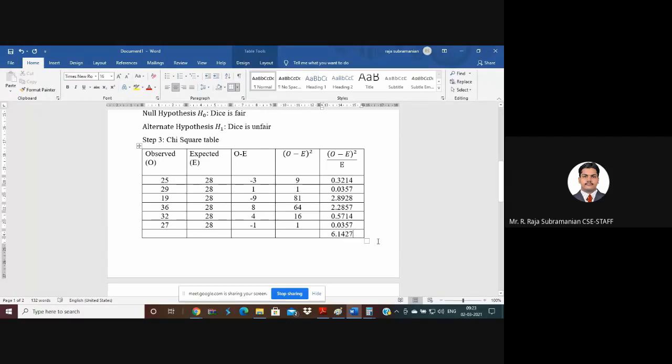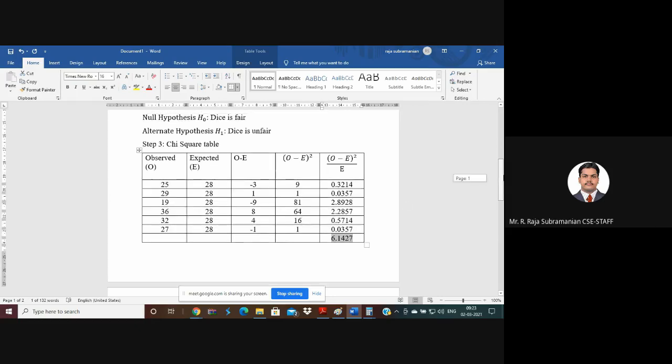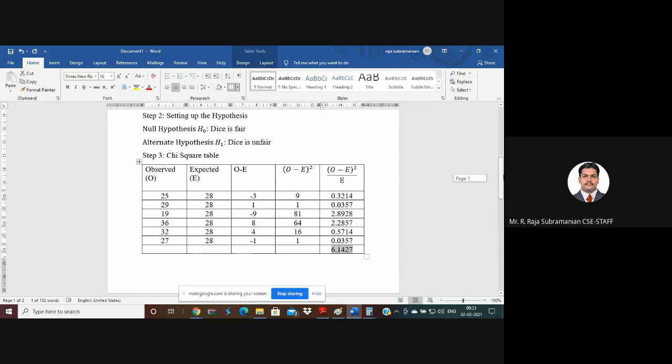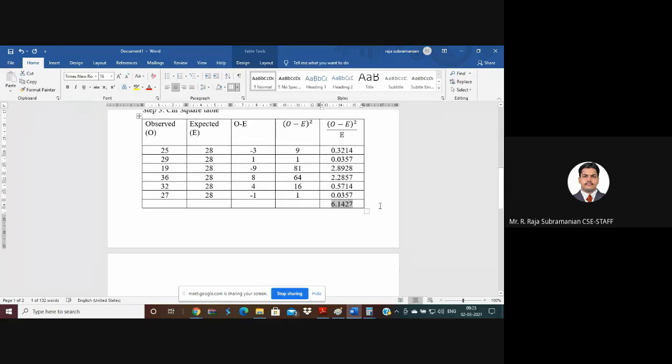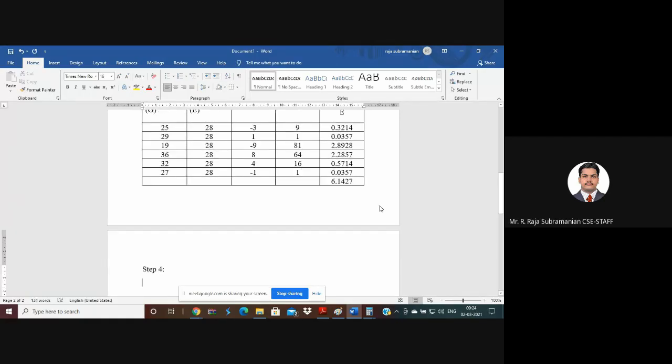So 6.1427 is the chi-square calculated value. Now the criticality will be rejected if it is in the red region, and accepted if it is in the gray region. Now we need to find which region it falls in. So step 3 is okay, right? Now we go to step 4, going into the chi-square table and finding the particular value. Can anyone quickly say what the degrees of freedom will be here?